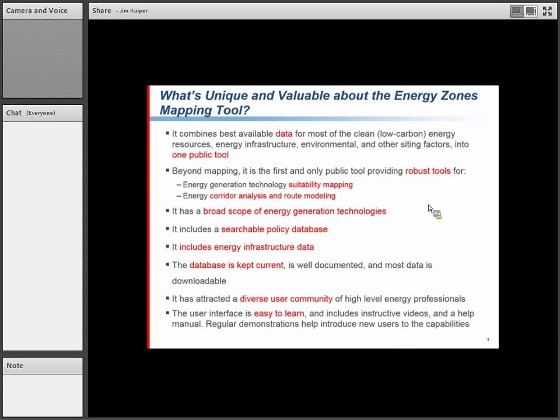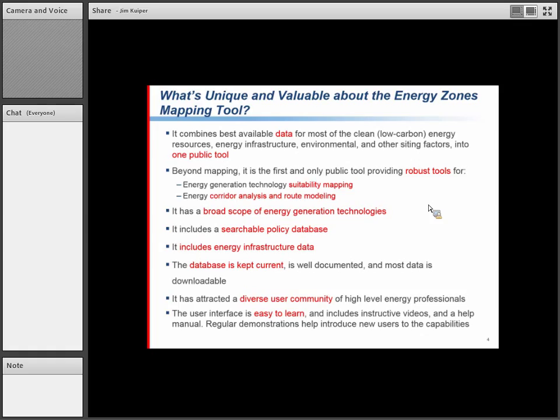The tool is pretty unique. It's a pretty large effort. There are a lot of web applications out there, and it's a little bit daunting when you first get into it, but it's quite a significant resource. And it has the best available data, based on the recommendations of technology focus teams and other subject matter experts that participated in the work. And it's a major advantage to have all that information in one tool as opposed to in a set of disparate databases or interfaces. Beyond just data, it provides a tool for suitability mapping.